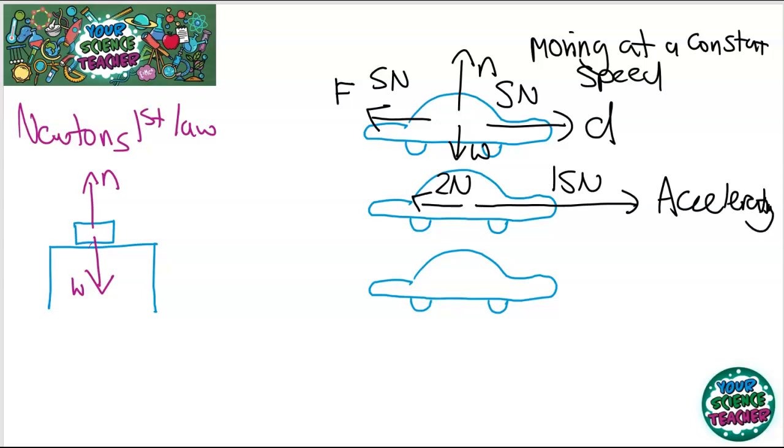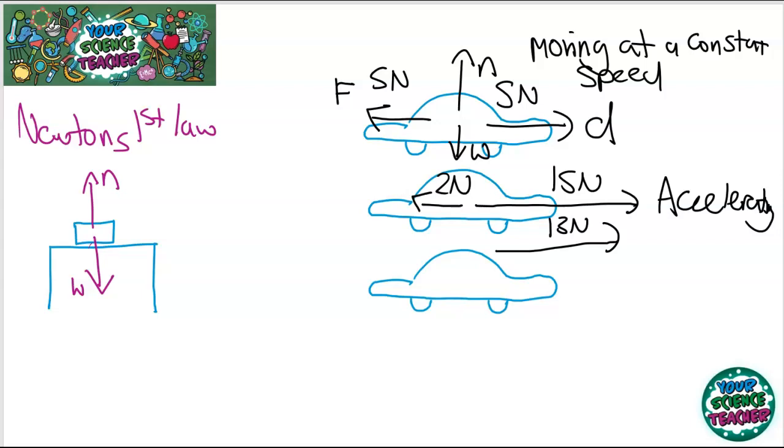And we can actually quantify how much that car will be accelerating by a resultant force diagram. Now, this top one won't have a resultant force because it's moving at a constant speed. However, this one will. And the resultant force would be 13 newtons this way, accelerating.